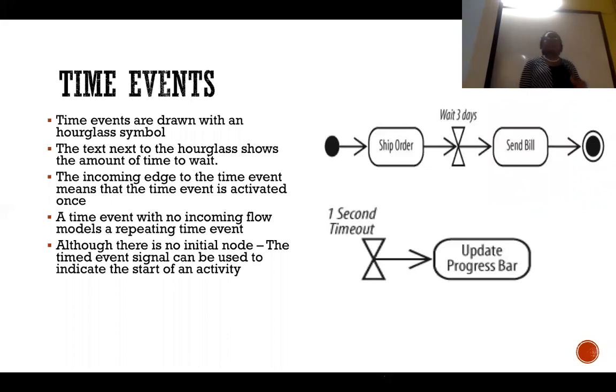Another thing you can do is use time events to initiate or start an activity. Generally, we would use the initial node, the black circle, to indicate the start of an activity. But if you use a time event at the beginning of an activity, it automatically indicates the start of an activity that is initiated by the expiration of a certain amount of time. It also indicates that this activity is a repeated activity. In this example, we're seeing update progress bar as the action, and it means that every 1 second, you update the progress bar.